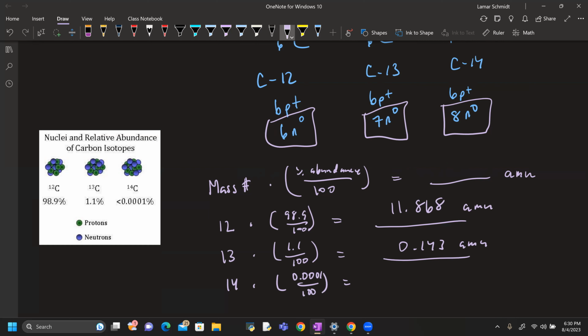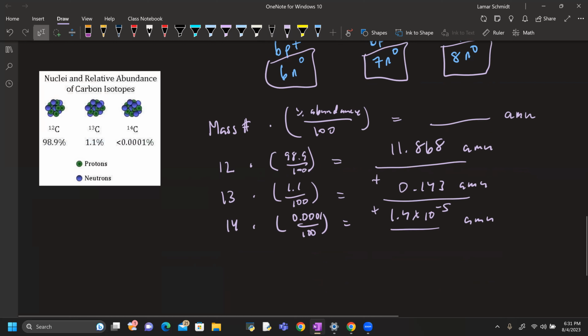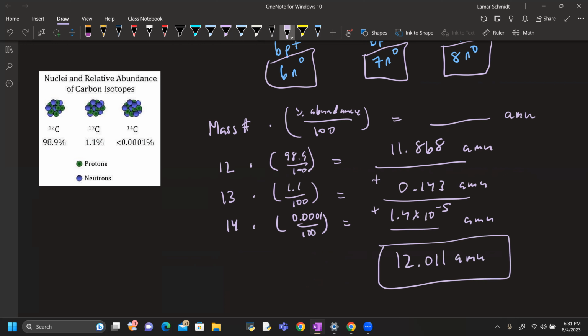And you're going to get 1.4 times 10 to the negative 5. Now, what we do is we take all of those values that we get and we add them in order to obtain our average. And so when we add these three values, we get 12.011 AMU. Now, when we put a unit, atomic mass unit, with this value, that is called our average atomic mass.